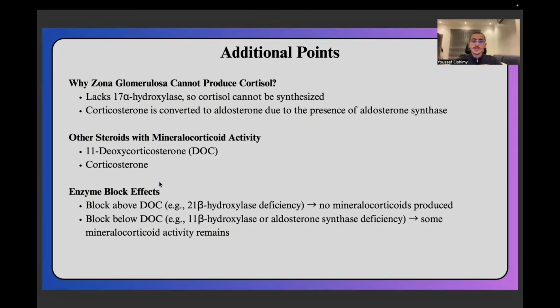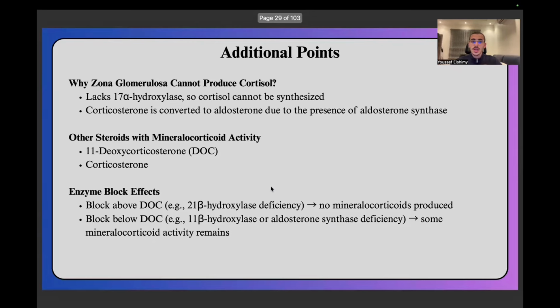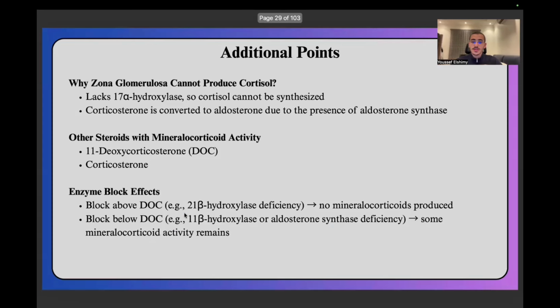The answer is that the zona glomerulosa lacks this enzyme. So if it lacks 17 alpha hydroxylase, all the metabolites will get shunted in this pathway only. It cannot go and produce cortisol. Not only this, but corticosterone, although it has a glucocorticoid activity, directly gets converted to aldosterone by aldosterone synthase because it's found in the zona glomerulosa. So corticosterone is converted to aldosterone due to the presence of aldosterone synthase.